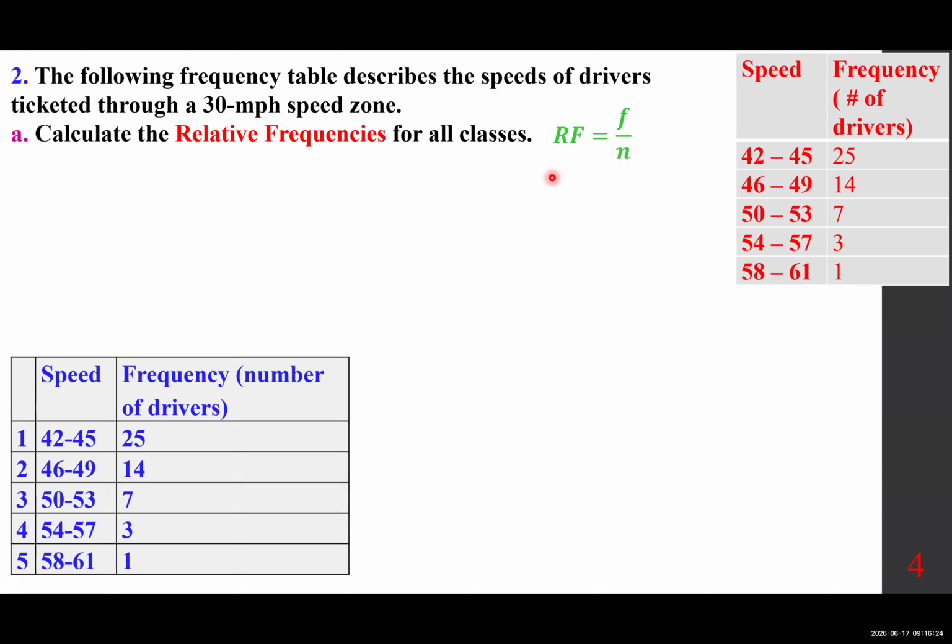And so the very first thing we have to find is the N here, which is 25 plus 14 plus 7 plus 3 plus 1. So N, or summation of F, is 50. So if that is the case, the relative frequency for this one would be 25 over 50. Second one, 14 over 50, 7 over 50, 3 over 50, 1 over 50. And 25 over 50, of course, is 1/2.